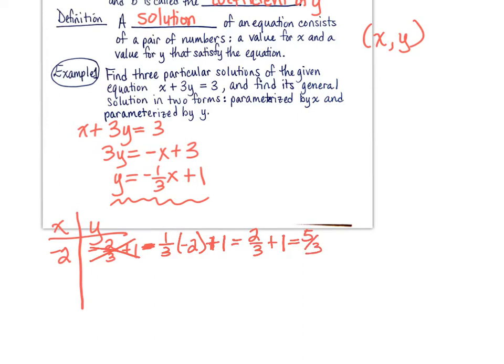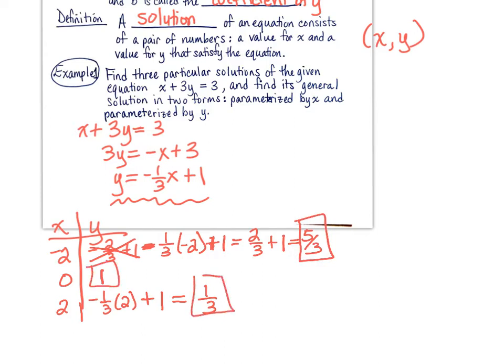Whenever we have x is 0, what's y? 1, good. Whenever x is 2, you get negative 1/3 times 2 plus 1. So 1/3, good. You get 1/3. So three particular solutions are 5/3, 1, and 1/3. These are called particular solutions.